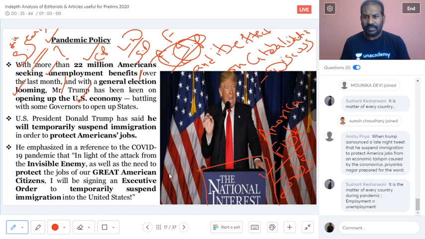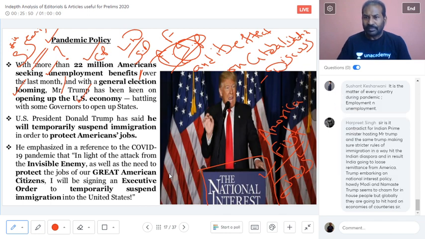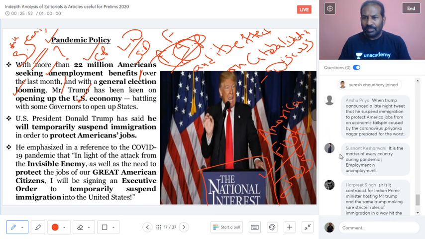So Anshu Priya says that Trump announced in a late night tweet that he suspended immigration to protect American jobs from the economic tailspin. Just a moment, I'll just read. Tailspin caused by the coronavirus.